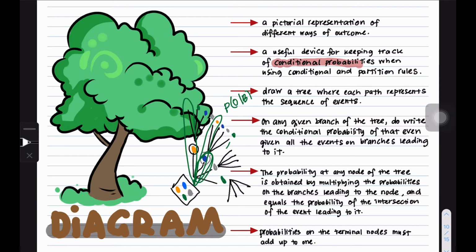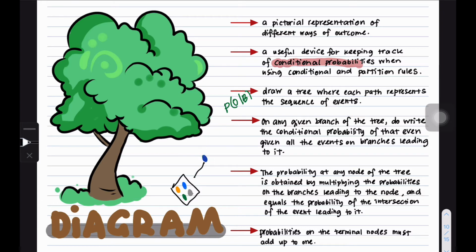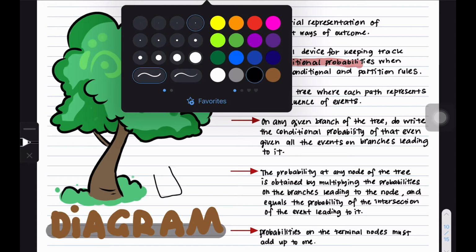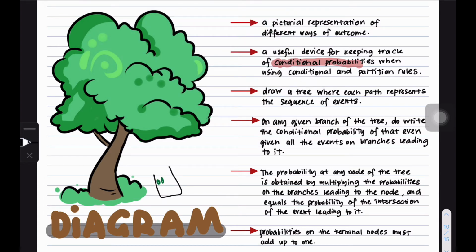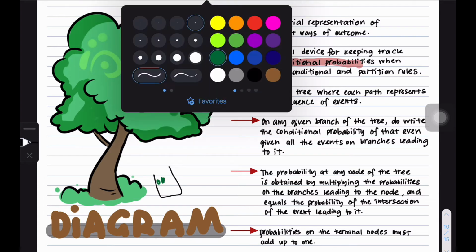The probability at any node of the tree is obtained by multiplying the probabilities on the branches leading to the node, and it equals the probability of the intersection of the events leading to it. What does that mean? Let me give an example. Say in one box we have green balls, and there are 2 green balls. And then we have 3 orange balls.